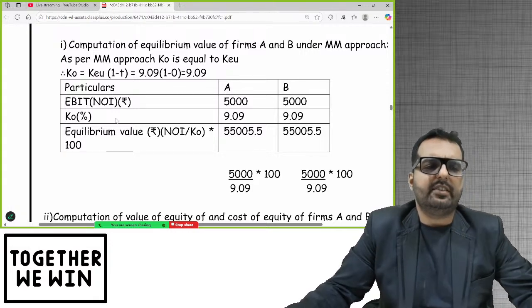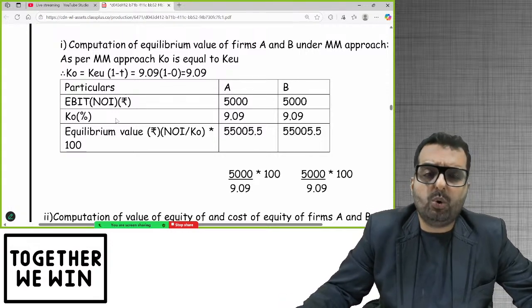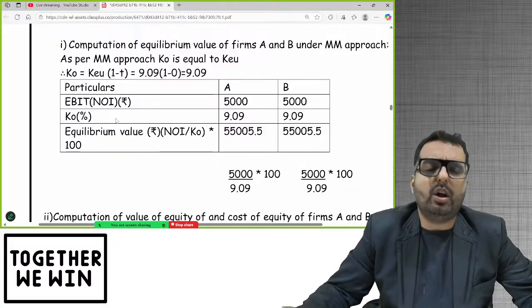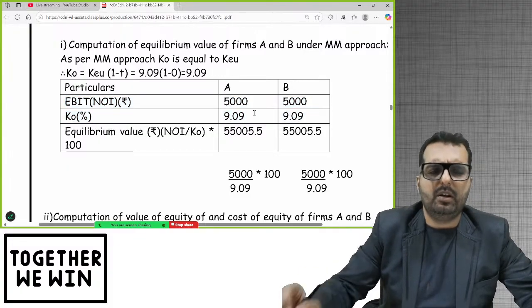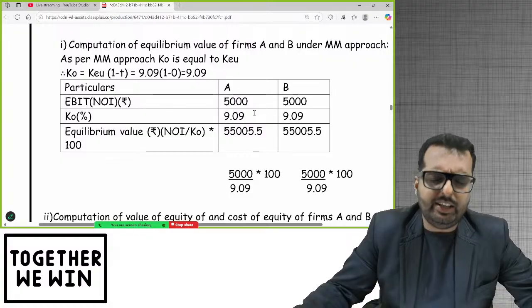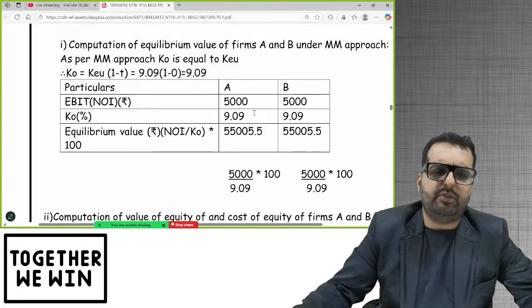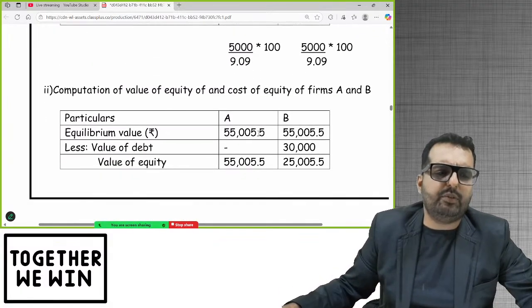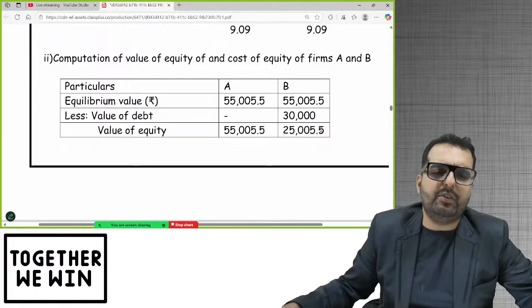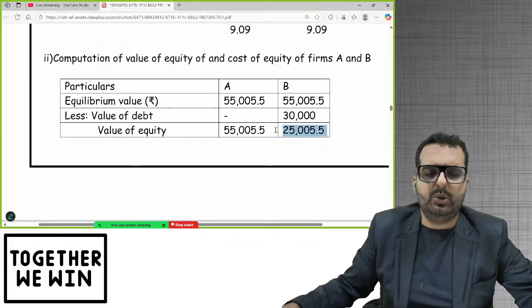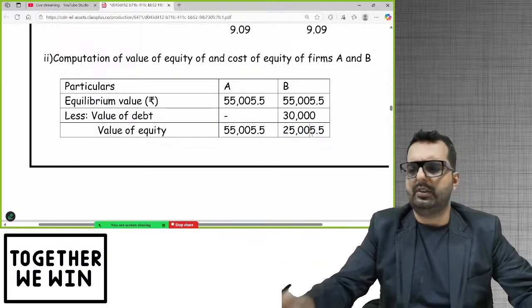All right. So friends, now with this we got the total equilibrium value, or in the long run, the value will be nothing but cash flow divided by the discounting factor. It's a perpetuity formula. Okay. You get the answer as 55,005 for company A and 55,005 for company B. Out of this value, 30,000 is the value of debt. Therefore, what will be the value of equity that you get over here? Do you get the value of equity as 25,005, friends? Can you write down this in your books now?